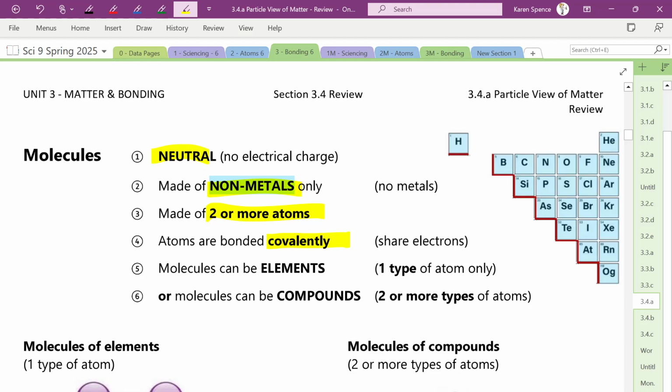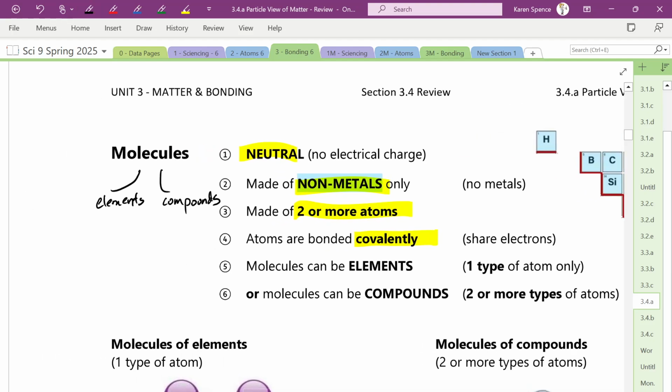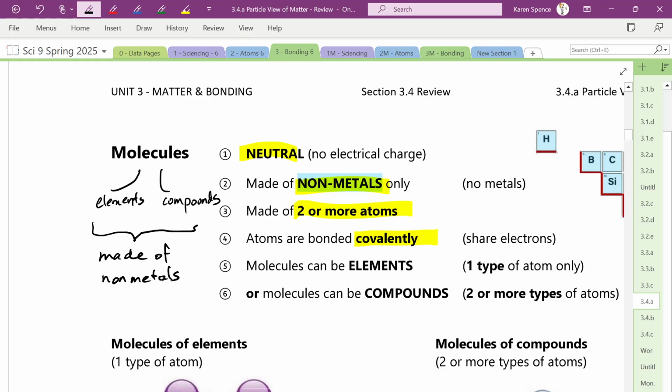You can have molecules that are elements, and you can have molecules that are compounds. But all of them are going to be made of nonmetals, and they're bonded covalently. What are they doing with their electrons if they're bonded covalently? They are sharing their electrons, yeah.